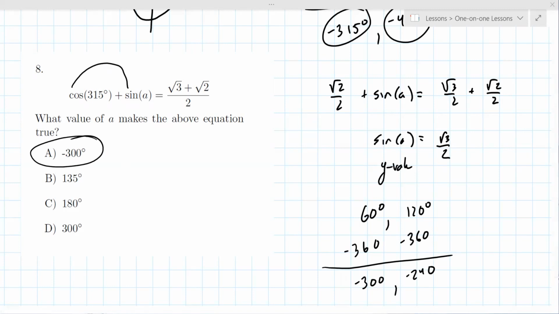Okay. You ready to move to radians, or do you want more? No, radians. Okay.